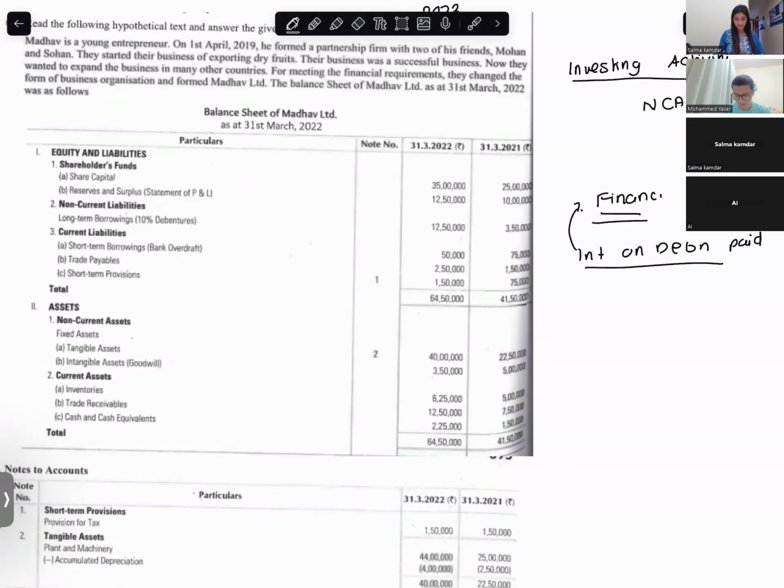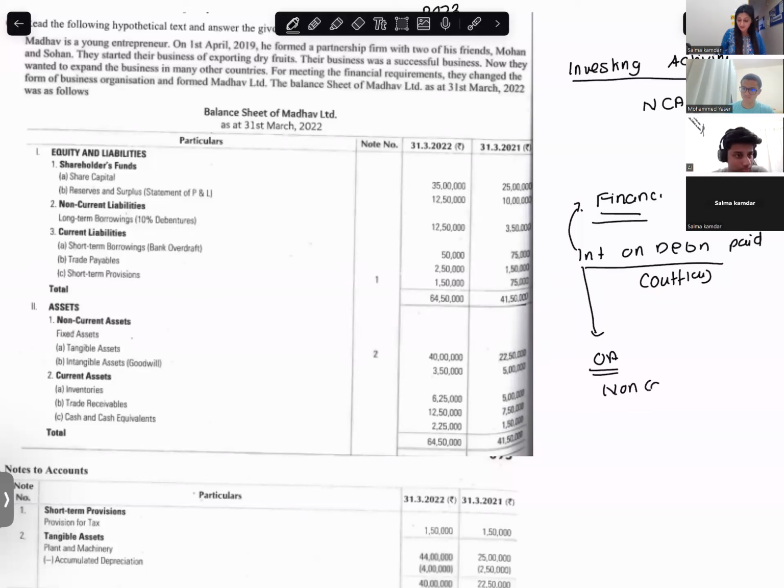Operating activity? Yes. One is it is financing activity outflow. Another is that it will go in operating activities as inflow. You have your non-cash, non-operating expenses; in that it will be added. Okay, this you should know.